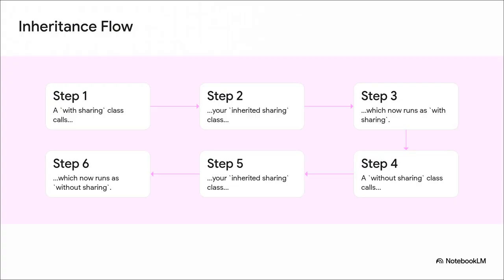Let's trace it, right? If your user-facing LWC controller, which is with sharing, calls your inherited class, that class will respect all the sharing rules. But if a without sharing trigger handler calls that exact same class, it suddenly gets system-level access. It's the same code, but it has completely different behavior, all depending on the context.